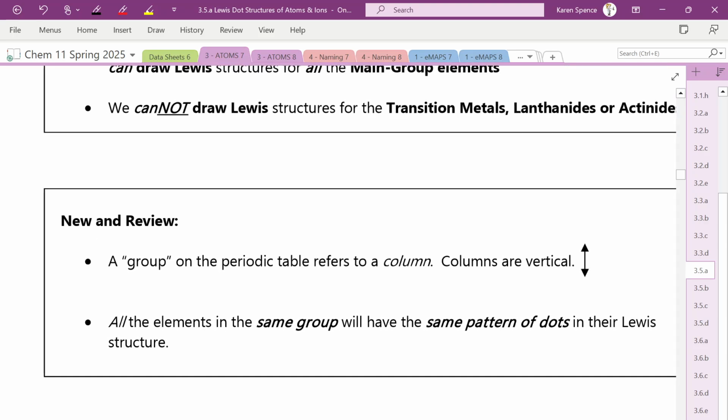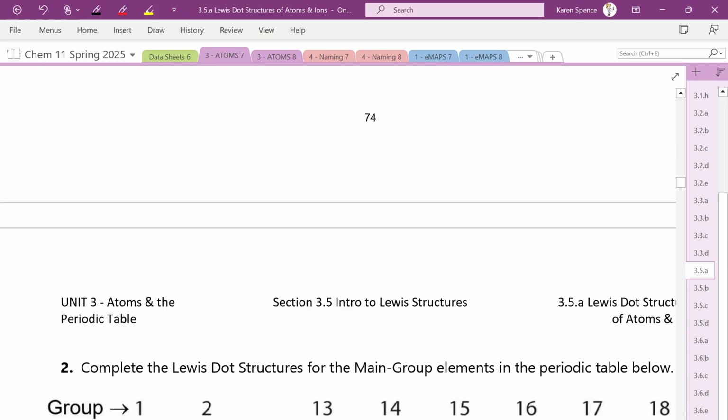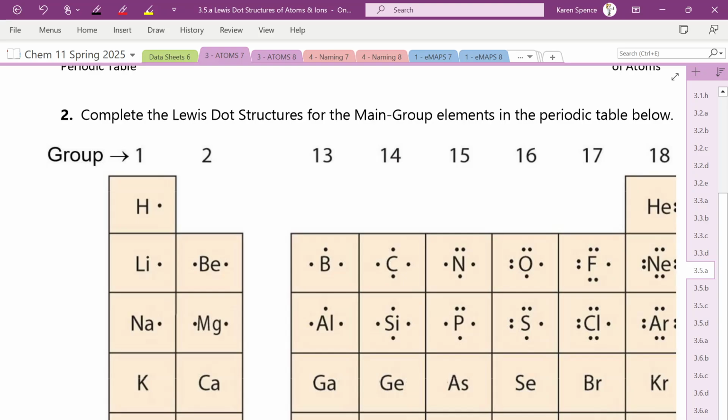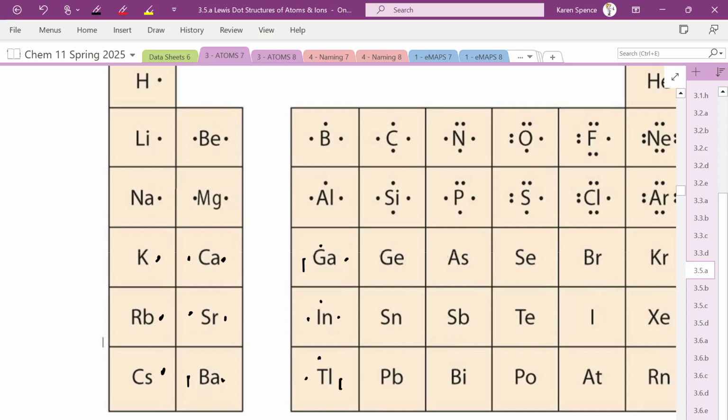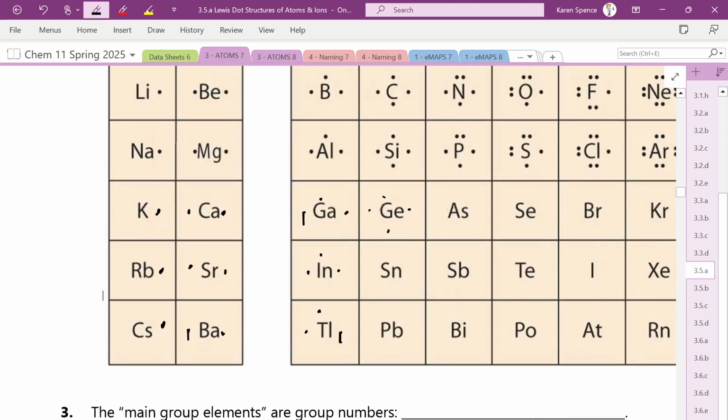Groups are columns. Did we know that? We knew that, yes? Groups are the columns. All the elements in the same group will have the same pattern of dots. So if we look here, group 1 all has 1. Group 2 all has 2. Group 3 all has 3. Group 4 all has 4.